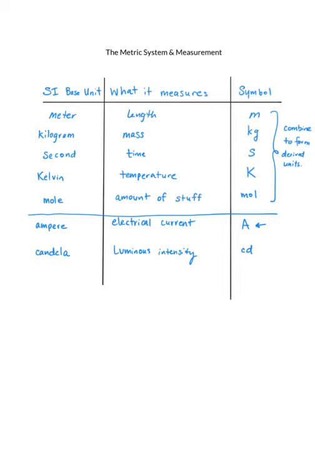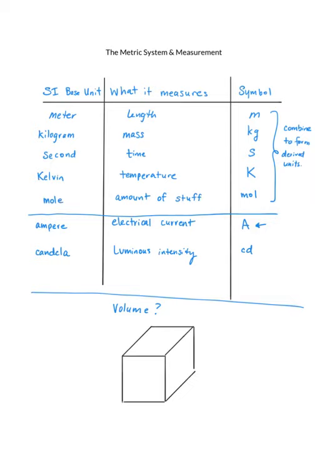For example, volume is not on this list of 7 SI units. So where does volume come from? If we want to measure the volume of an object, how do we do so? Suppose that you were in a math class and were asked to measure the volume of a cube. What would you do? You might start by measuring the length, the width, and the height of that cube. You'd know that volume is equal to length times width times height.